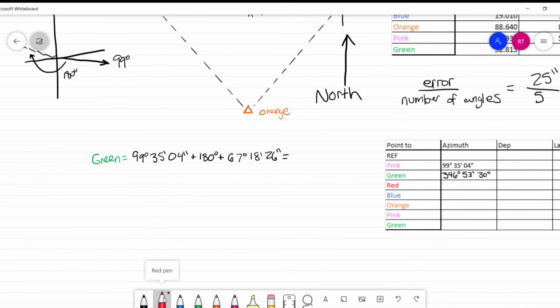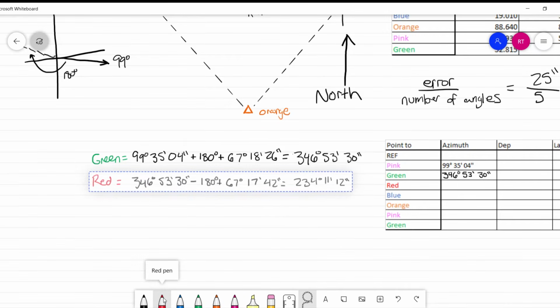So to get to red, we need to take our azimuth of 346 degrees, 53 minutes, and 30 seconds. We will then subtract 180 degrees to get the back azimuth, and then we will add our angle measure of 67 degrees, 17 minutes, and 42 seconds, and that gives us 234 degrees, 11 minutes, and 12 seconds. Let me bring this down one line so that it's a little bit cleaner for you guys. Now this right here is the azimuth to red.